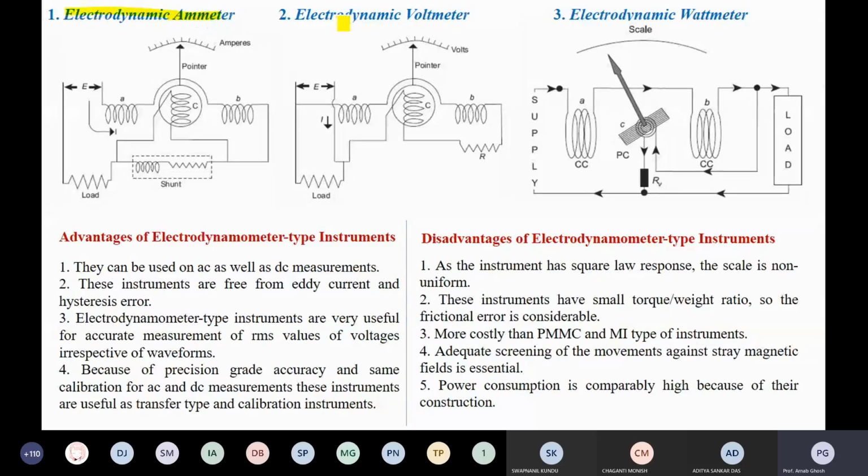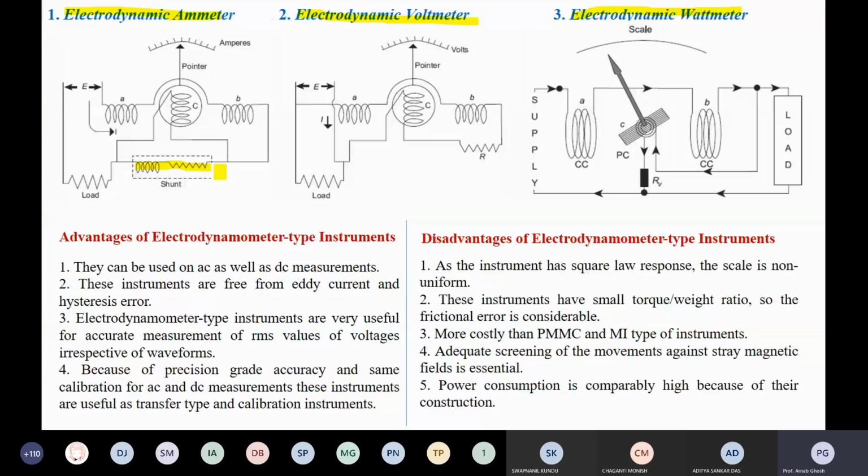Sometimes what happens, a huge current is connected to your instrument in a highly loaded situation. There is a possibility that the net current goes beyond your meter current, and that may damage your meter. So one shunt field is required, that provides the bypassing of the current.